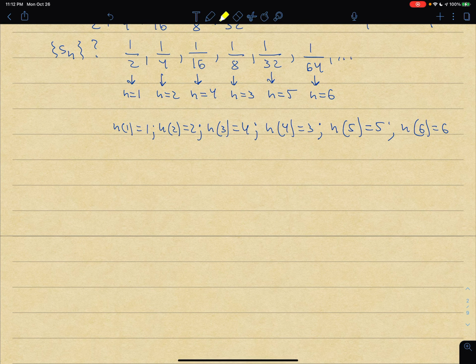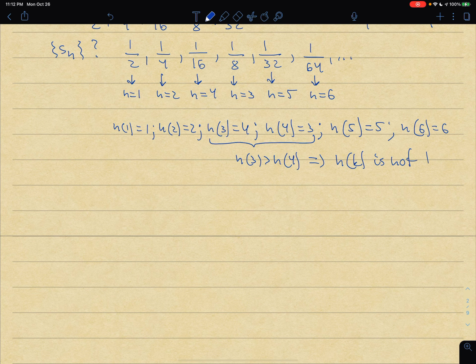So, therefore, from here I see that n of 3 is greater than n of 4, so n of k is not just not strictly increasing, it's simply not increasing. And so therefore this is not a subsequence.